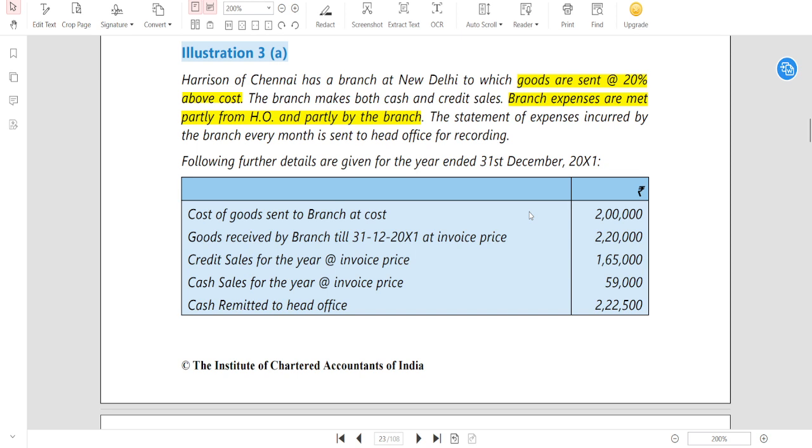Credit sale for the year at invoice price is 1 lakh 65. Cash sale for the year at invoice price is 59. So it means everything is at invoice price. Okay, no worries. So goods received by the branch till 31st December is at invoice price 2 lakh 20, and cost of goods sent to the branch at cost is 2 lakh.